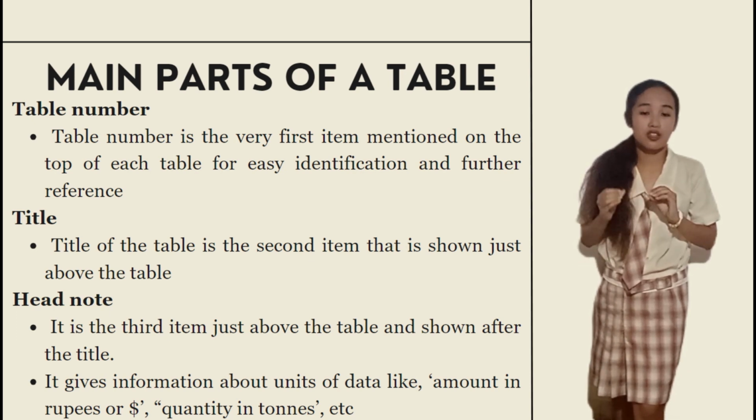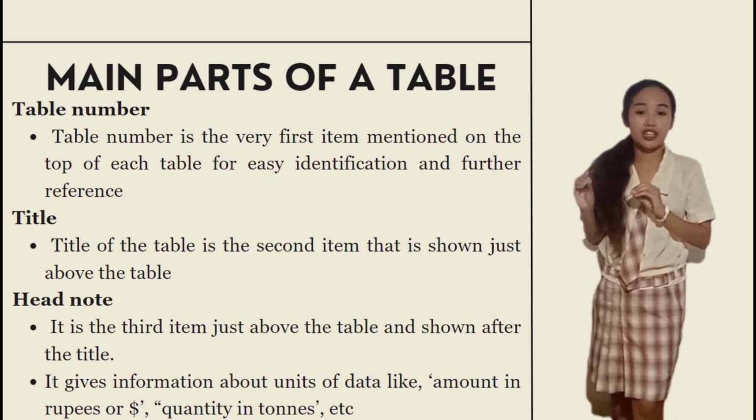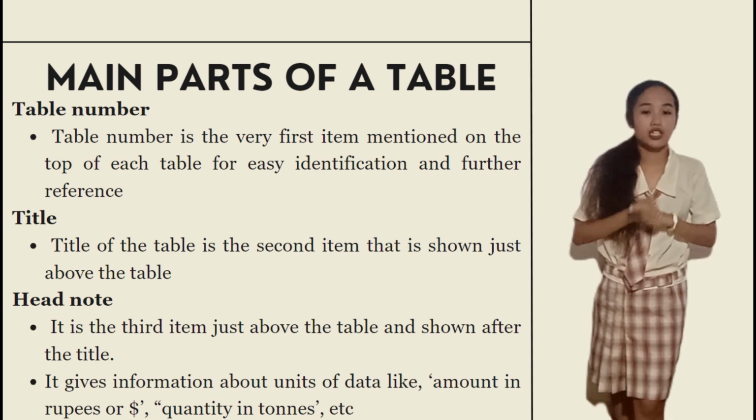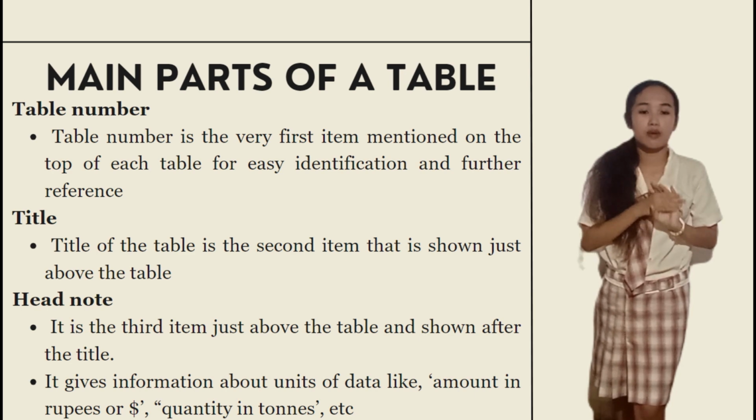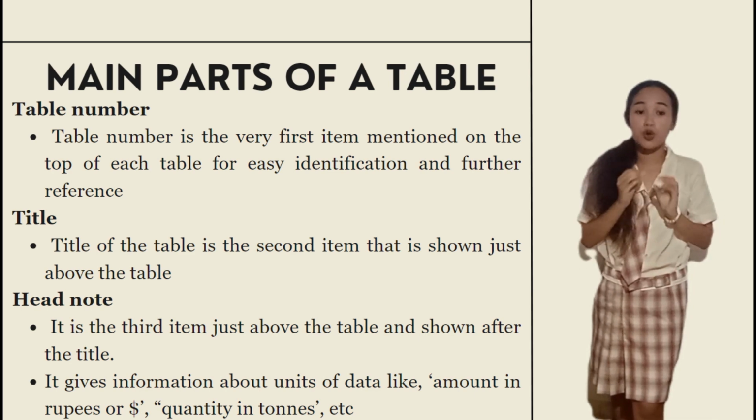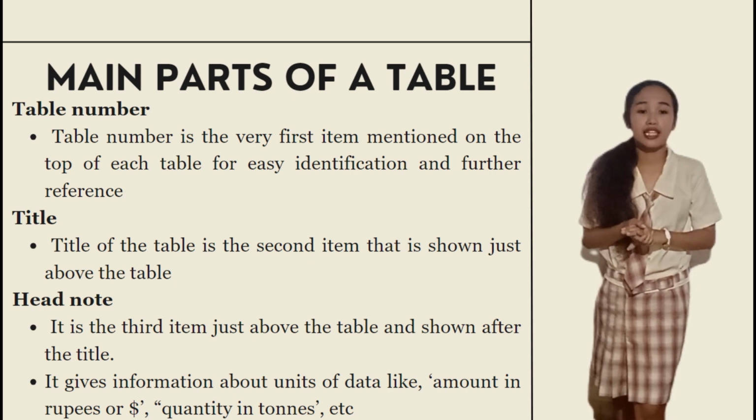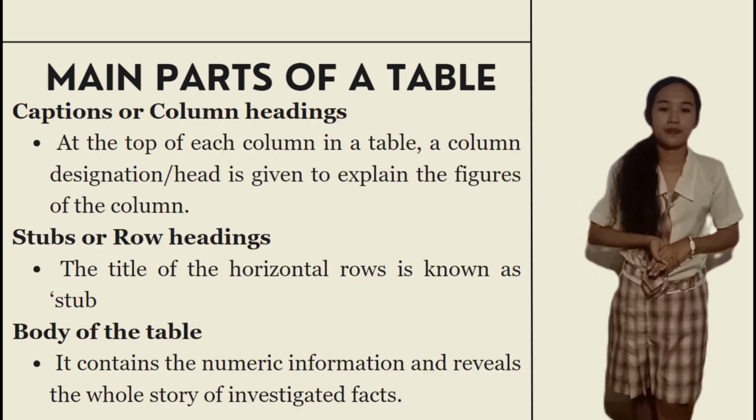Next is a head note. The head note is the third item, just above the table and shown after the title. It gives information about units of data, like amounts in rupees or dollars, quantity in tons, and so on. It is generally given in brackets.